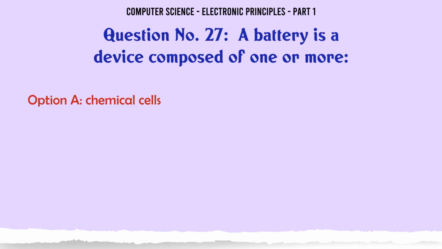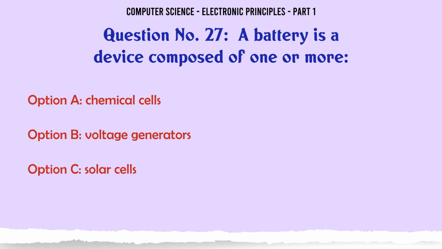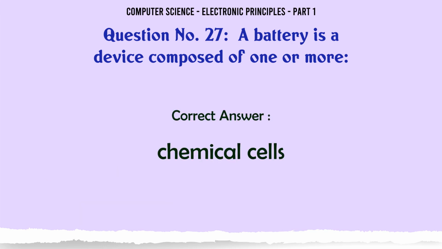A battery is a device composed of one or more: A. Chemical cells. B. Voltage generators. C. Solar cells. D. Piezoelectric cells. The correct answer is: chemical cells.